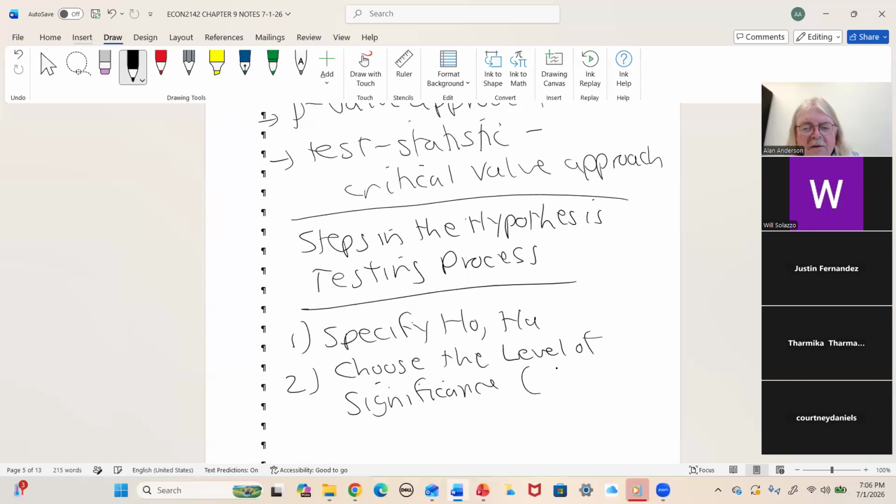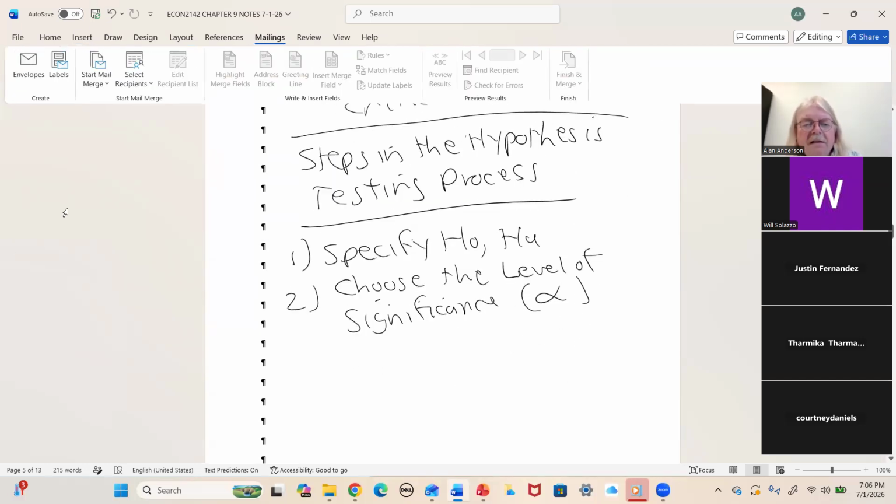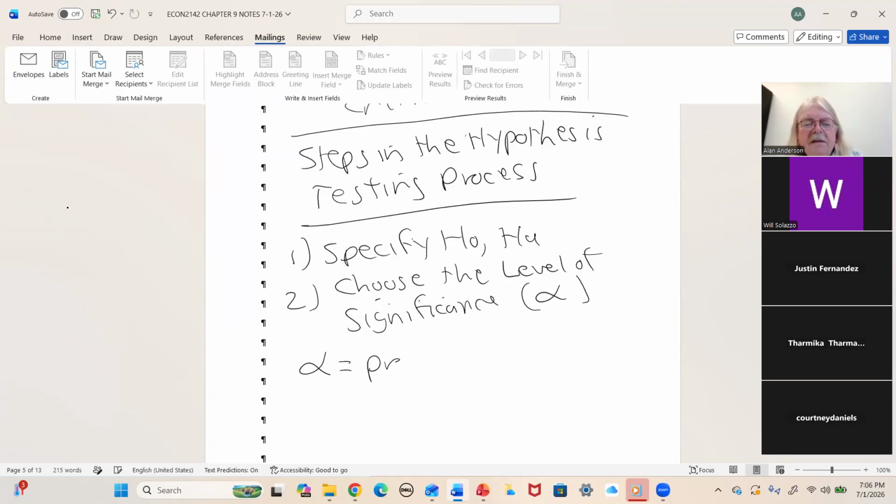And we're going to designate that with the Greek letter alpha. And this formally is equal to the probability of committing a type 1 error.